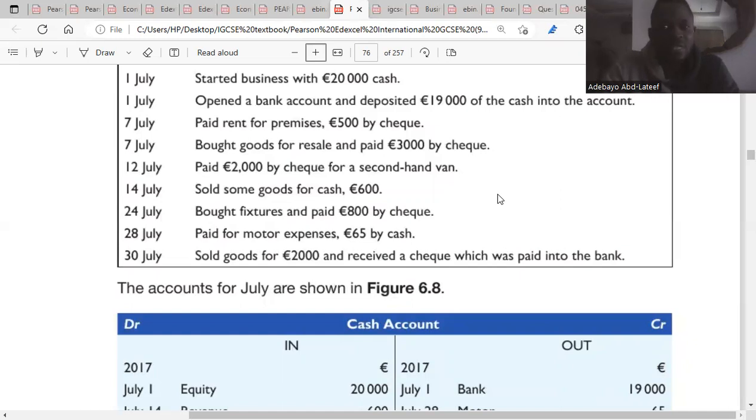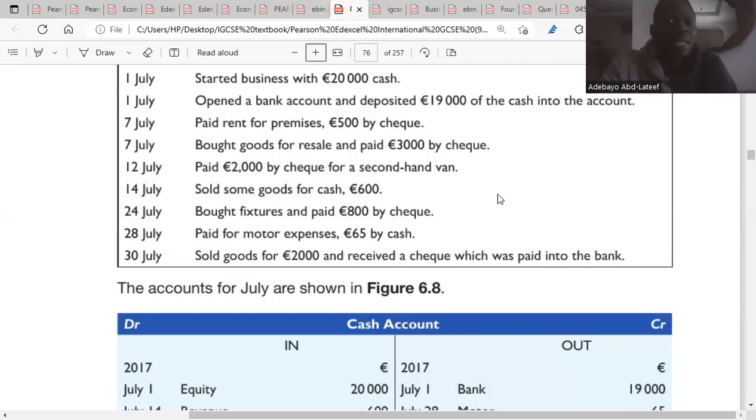Pay 2,000 by check for a second-hand van. So we're going to have van account and bank account. The van account will be debited for 2,000 and the bank account will be credited for 2,000. Clear, right? Sold some goods for cash. So now you've sold some goods, right? So you're going to have your sales account now. Your sales account will be credited for 600. Your cash account will be debited for 600 because you sold. So that is the credit for sales and debit for cash.